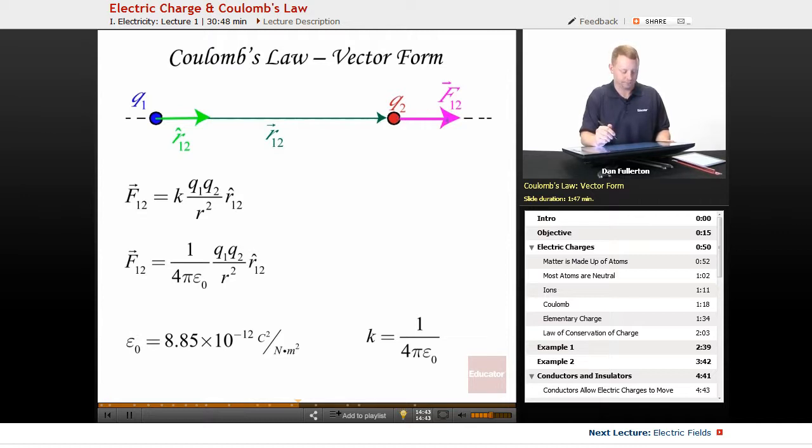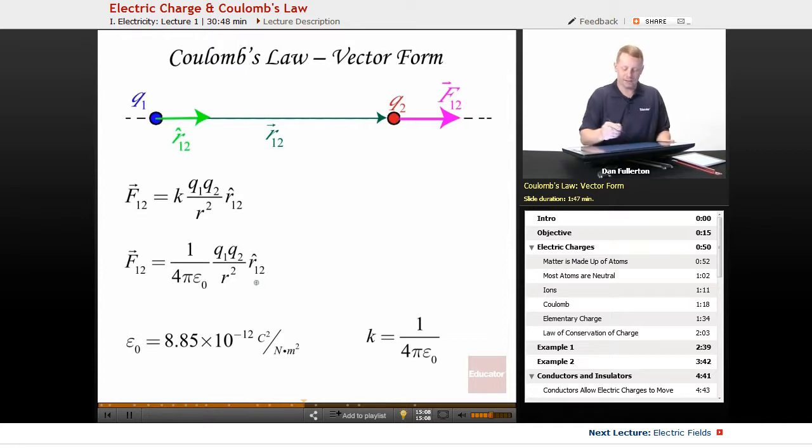So writing that mathematically, the force of 1 on 2 is equal to our fudge factor, K, 9 times 10 to the 9th newton meter squared per coulomb squared, times the magnitude of the first charge, the magnitude of the second charge, divided by the square of the distance between them. And the r hat 1 to 2 is just saying the direction. It's from 1 to 2 on the direction of that line.